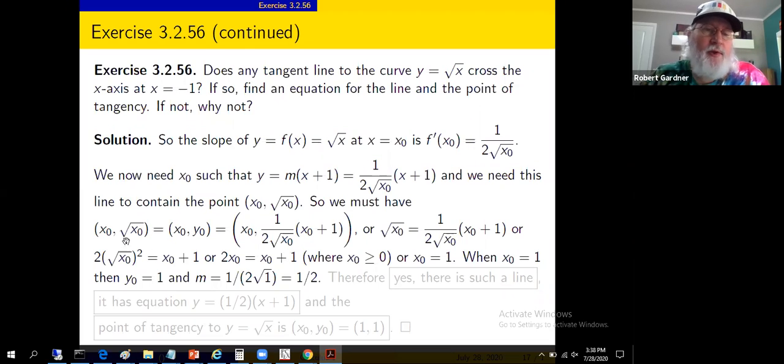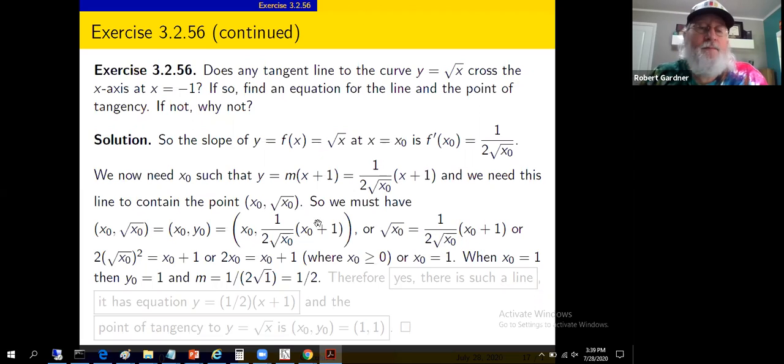So look at the y coordinates. We need the square root of x sub 0 to equal this stuff here. So solve this for x sub 0. All right, only one unknown. We've got the square root stuff, which kind of bugs me. Let's cross multiply. Let's take the 2 square root of x sub 0 to the left-hand side. That'll give you 2 times the square root of x sub 0 times the square root of x sub 0. That'll get rid of the square root. And on the right-hand side, you'll just be left with x sub 0 plus 1.